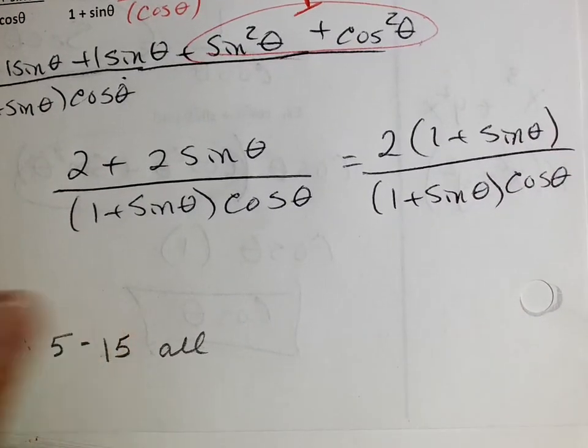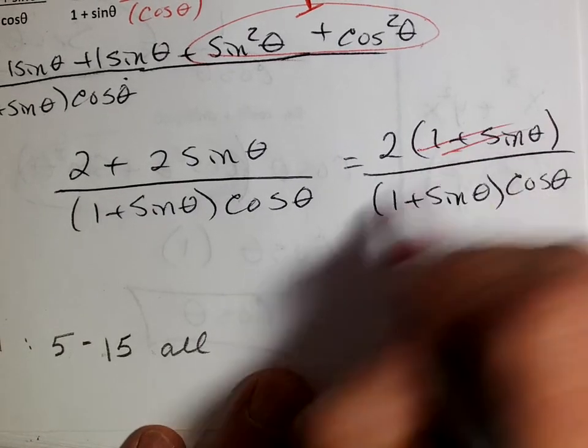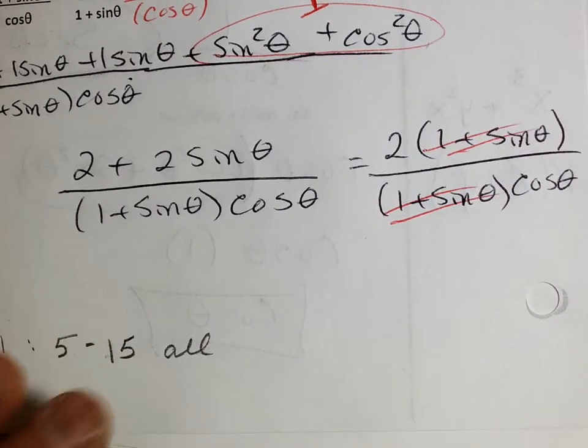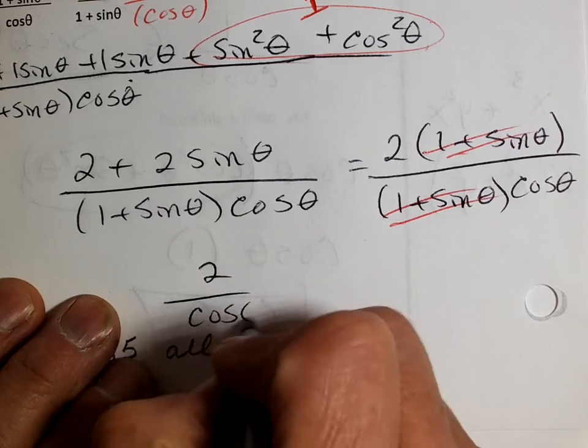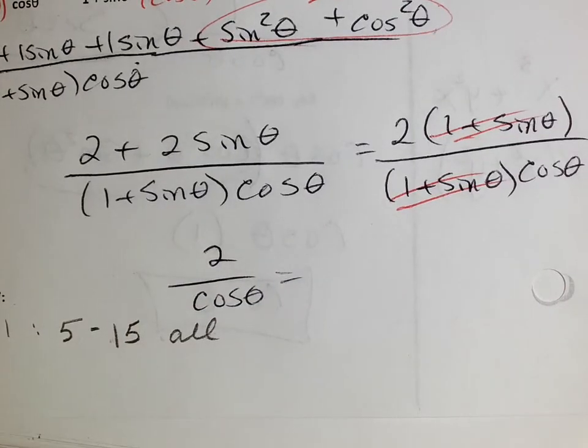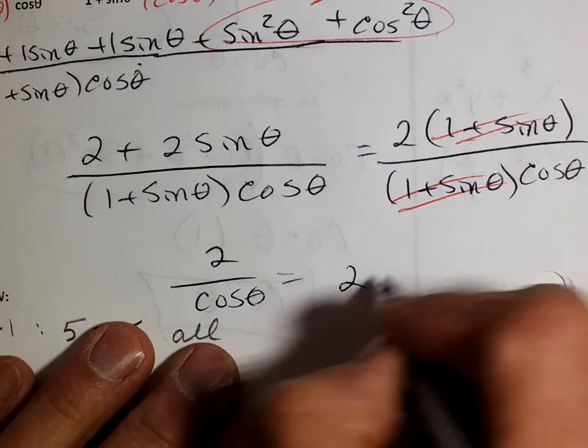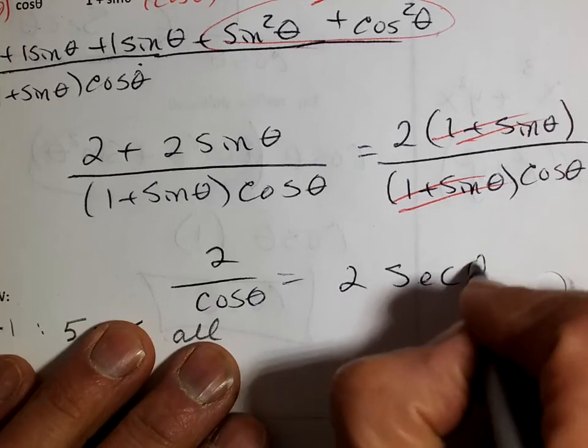Now what can I do? Now comes the fun part. 1 plus sine cancels 1 plus sine. Now you're left with 2 over cosine theta. But 1 over cosine is secant, so I get an answer of 2 secant theta.